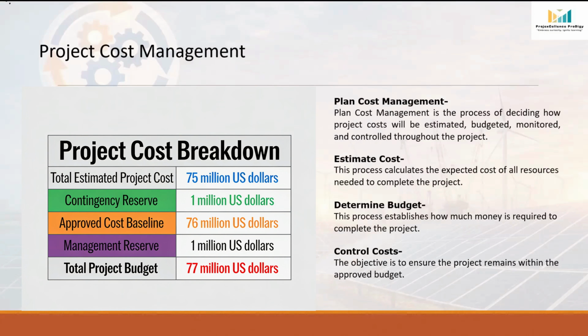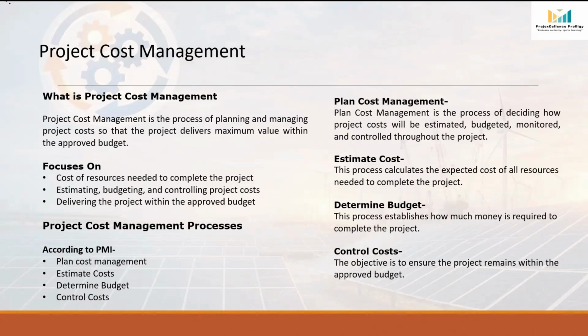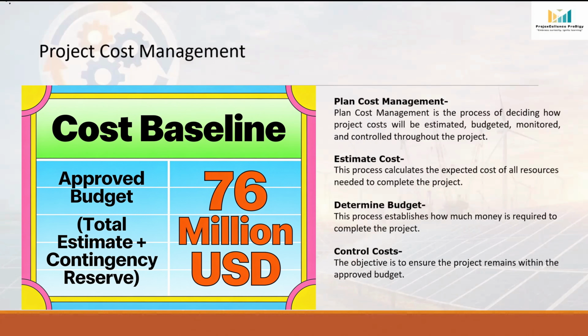On top of this, to handle the unknown risk, we add another $1 million, which is called management reserve. So the total project budget becomes $77 million. This approved budget becomes the financial target for the project. Throughout the project execution, all actual cost will be compared against the approved cost baseline, which is $76 million. In simple words, determine budget answers the question, how much money do we need to successfully complete the project?